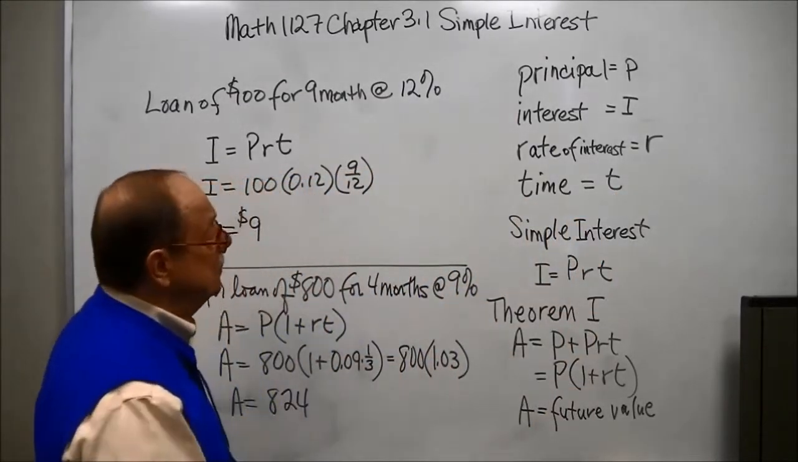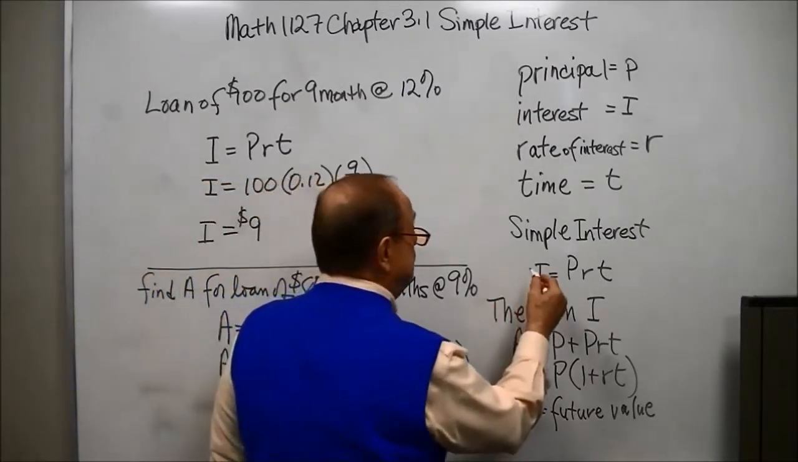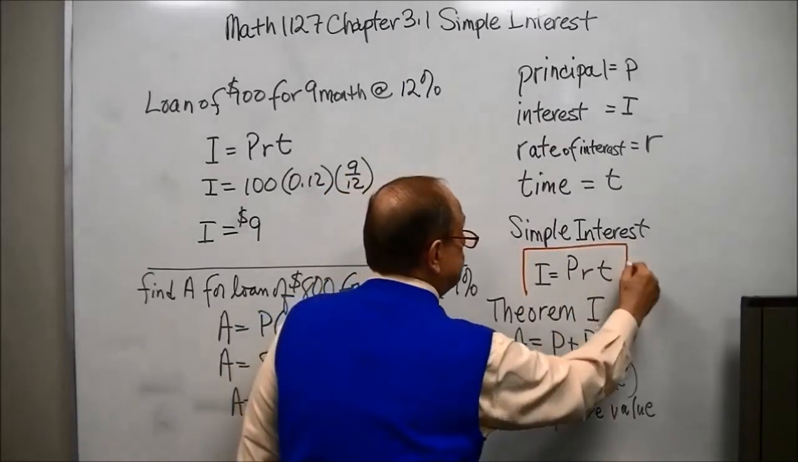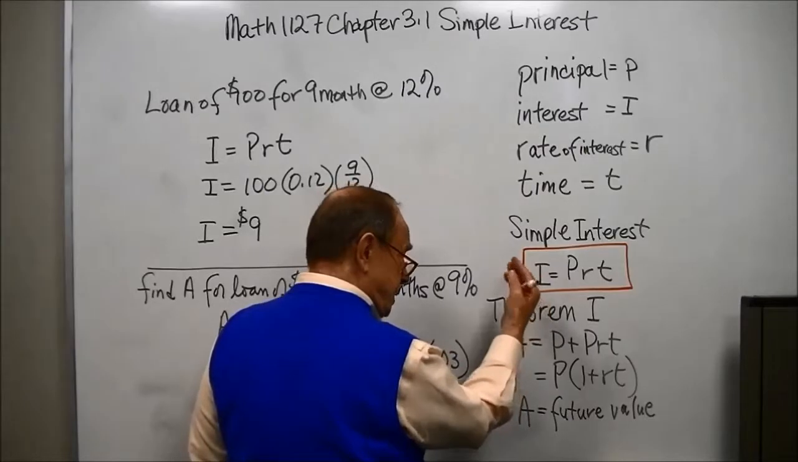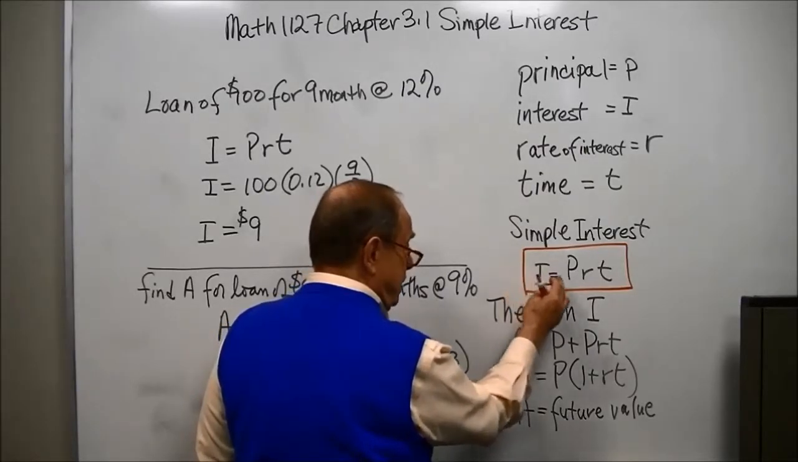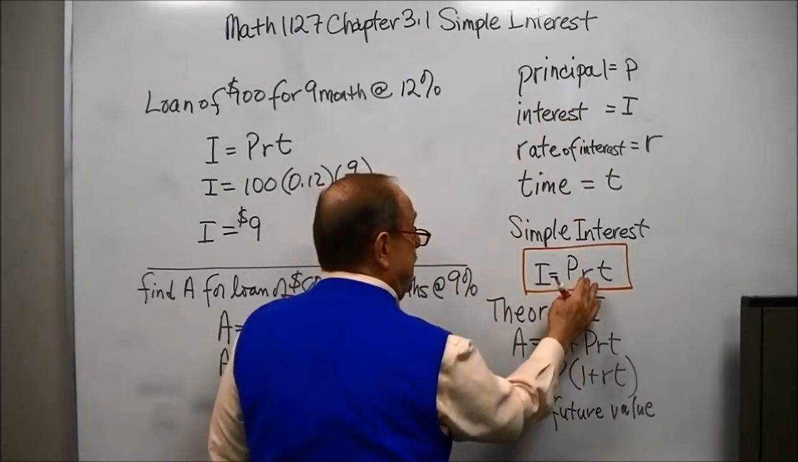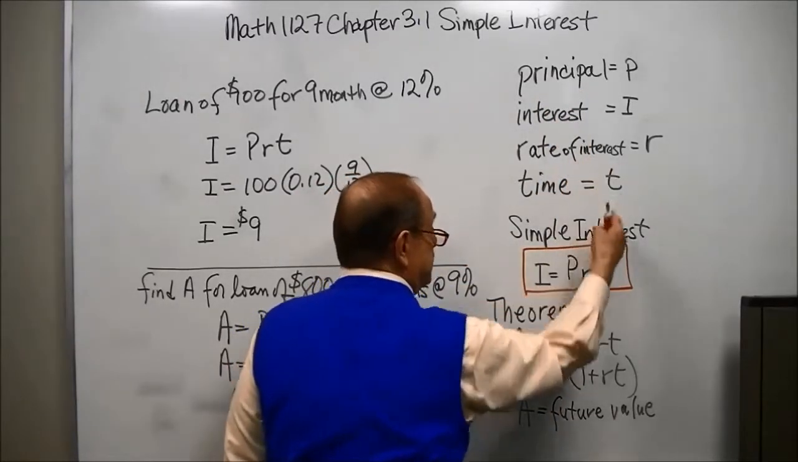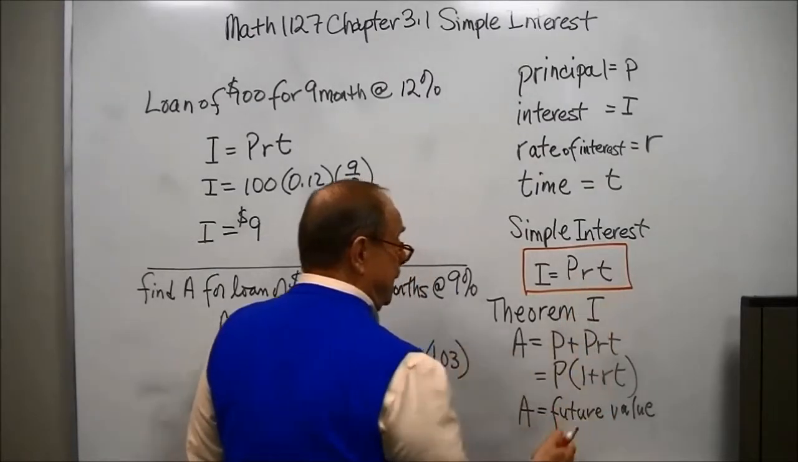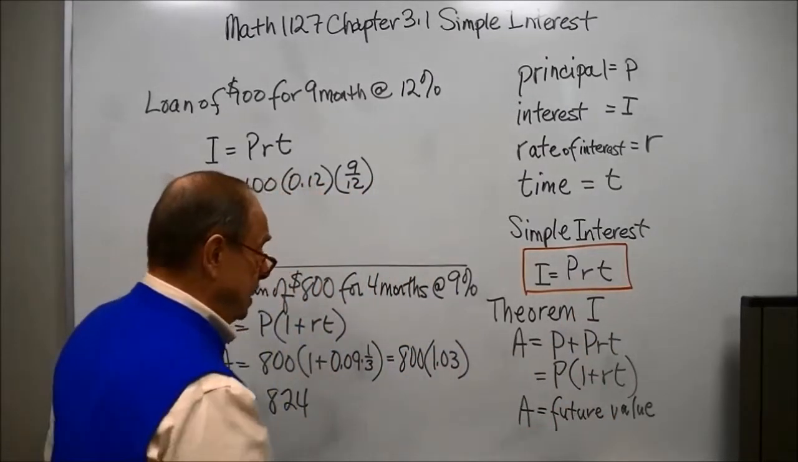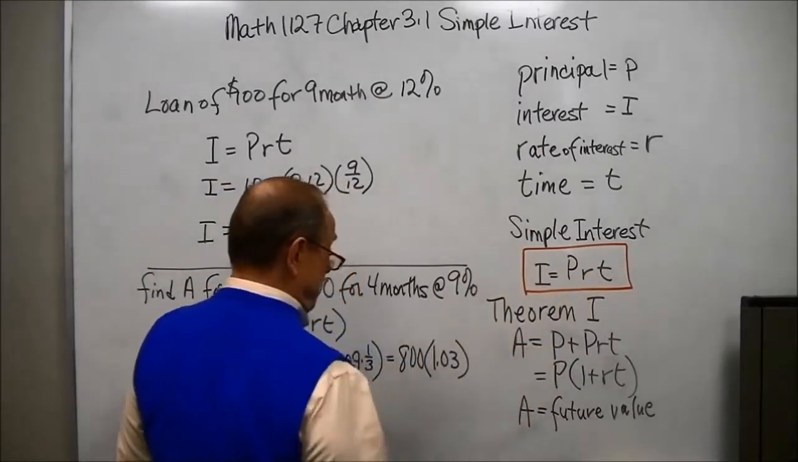Now we have a couple of formulas that we're going to start off with. Simple interest: your interest, that is the amount of money you're going to pay, depends on the principal, the amount of money you borrowed, the rate at which the bank is going to charge you for using that money, and the period of time that you have your money. So this is the simple interest formula.